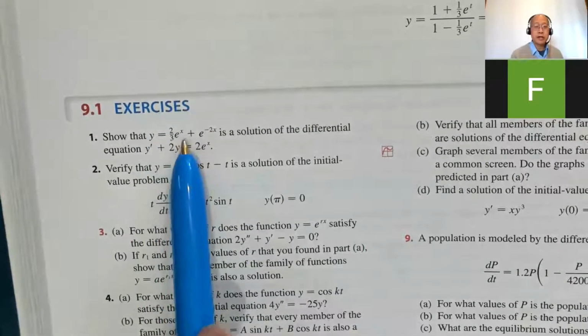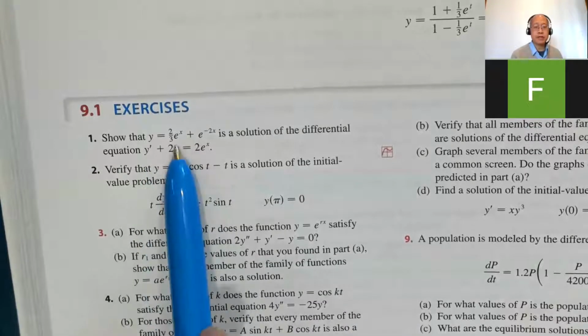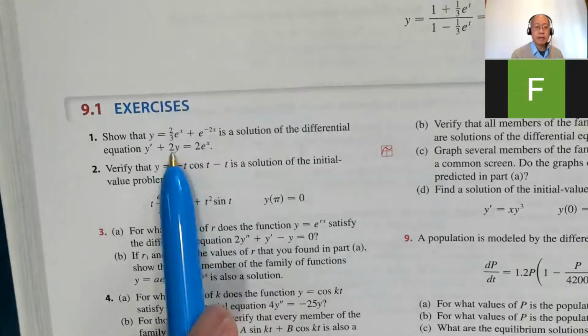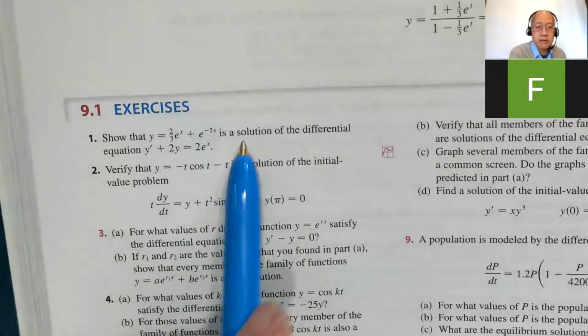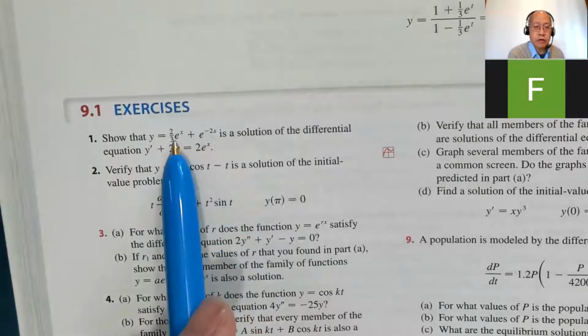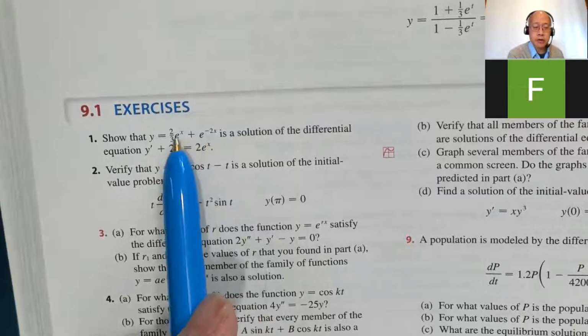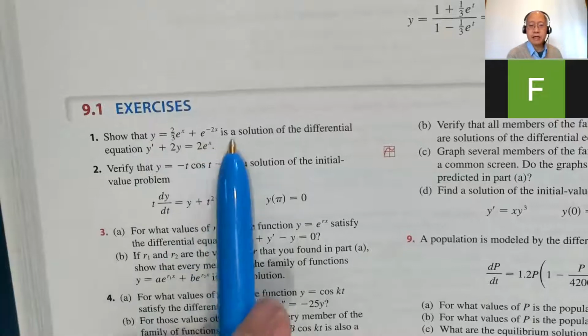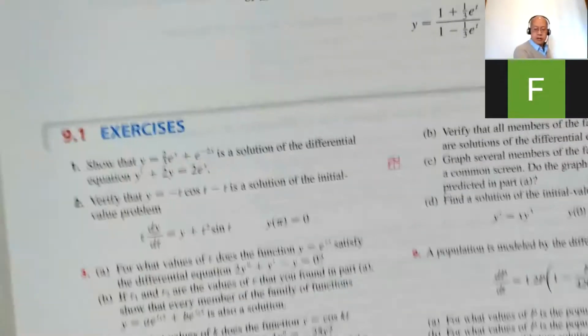Okay. Show that this is a solution of the differential equation. It's a function. Okay, I don't know where it comes from, but I'm going to plug it in and hopefully it works. It's a solution, meaning at this stage, we don't know if there are any more solutions or if this is the only one, but I know for sure, dead sure, there's at least one solution and this is the one solution.